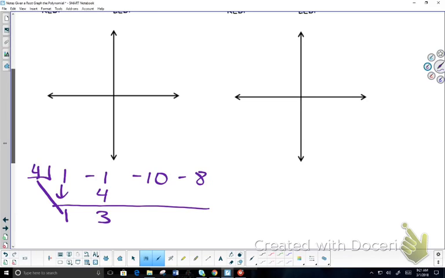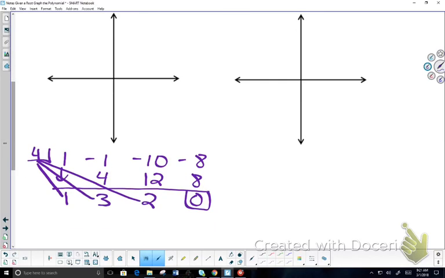Then we multiply again. 4 times 3 is 12. Negative 10 and 12 would give you 2. 4 times 2 is 8. And our remainder is 0. If you get anything other than a remainder of 0, you know something went wrong because it is a factor. Therefore, your remainder is going to be 0.